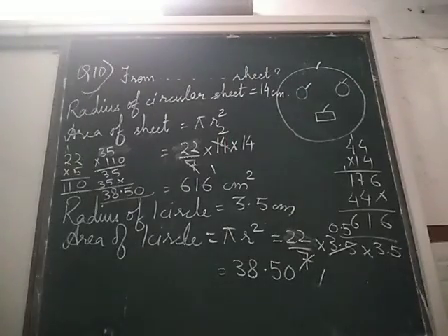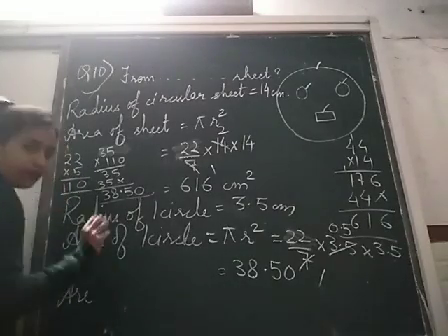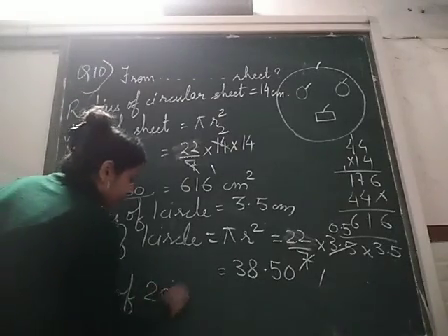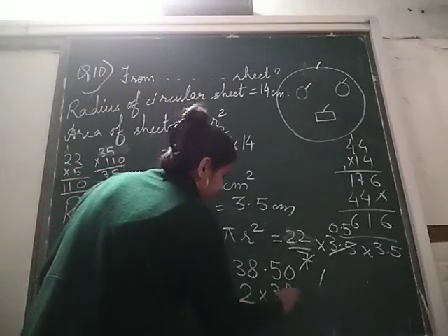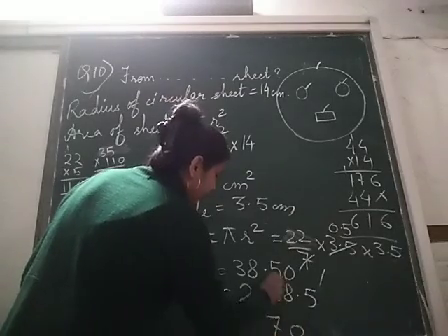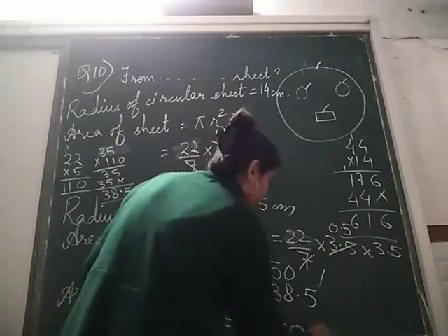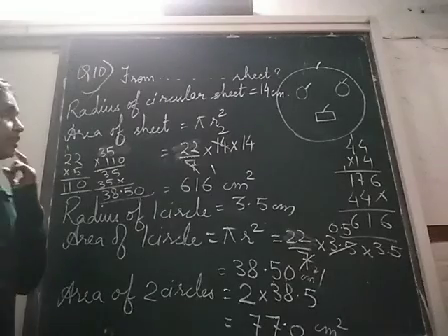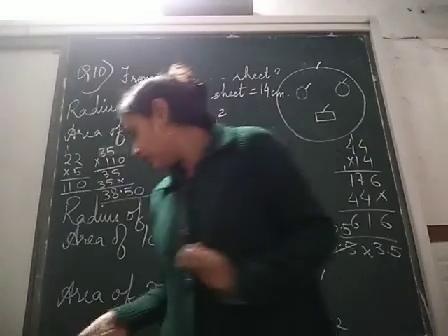We have to find the area of the second circle also. So, both the areas will be same because the radius is same. Two fives are 10, 2 8s are 16, 17, 2 3s are 6, 7. 77.0 centimeter square. Now we find the area of the rectangle. For that we write the length and breadth of the rectangle.